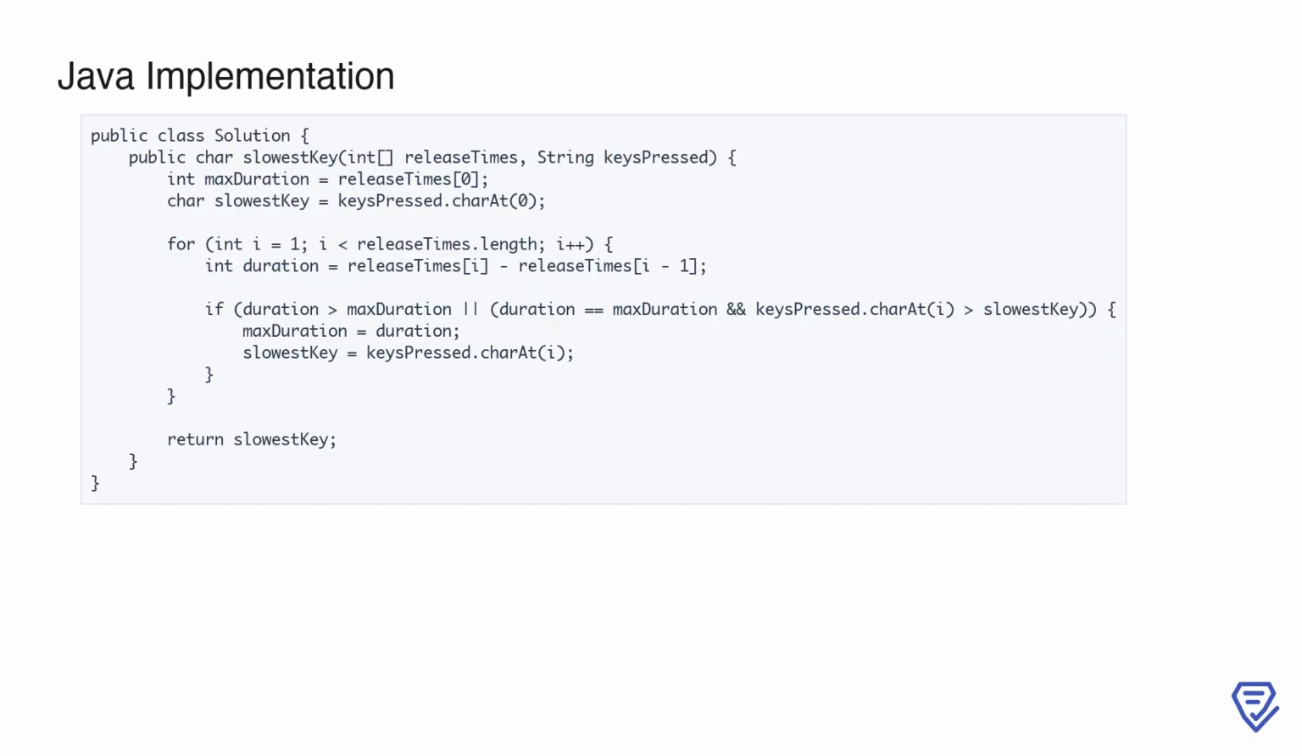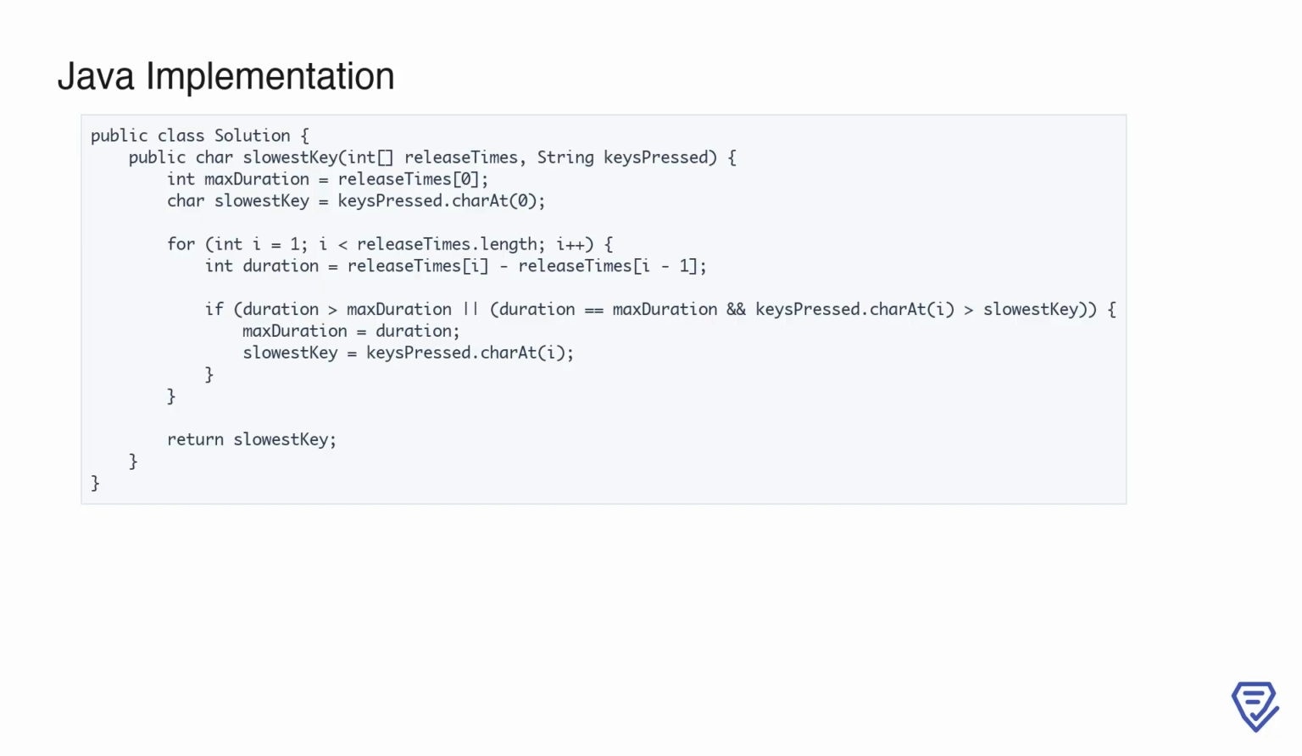This is the Java implementation of the slowest key problem from LeetCode. The logic mirrors the Python solution, but Java requires explicit type declarations and uses charAt to access specific characters in a string. The function calculates the duration of each key press and determines the slowest key based on duration and lexicographical order for ties.